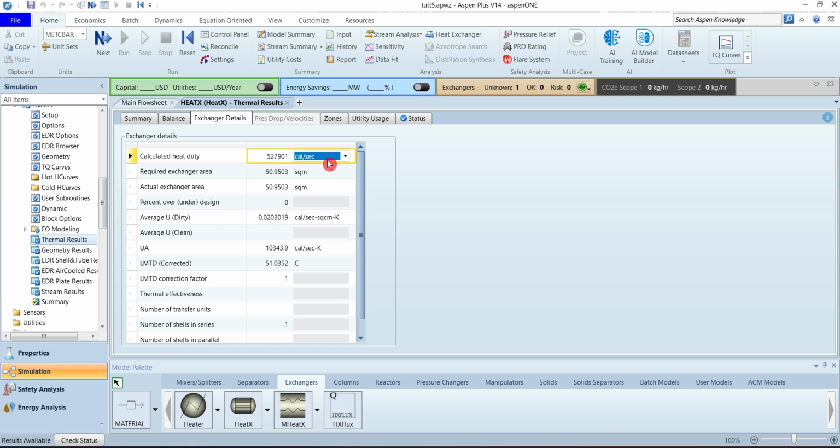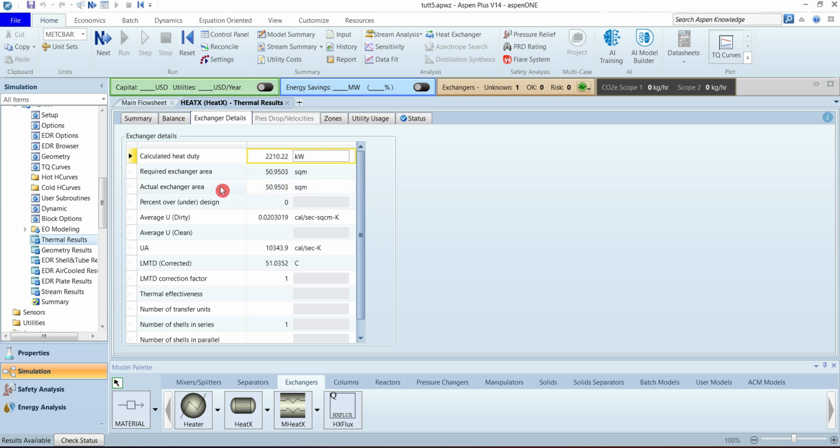The calculated duty, you can shift the units to see what is the duty. It's 2210 kilowatt, and for that purpose, using the assumed heat transfer coefficient value that we have just looked at, it calculated this 50.95 square meter. That is the area requirement, assuming that coefficient value to meet this duty.